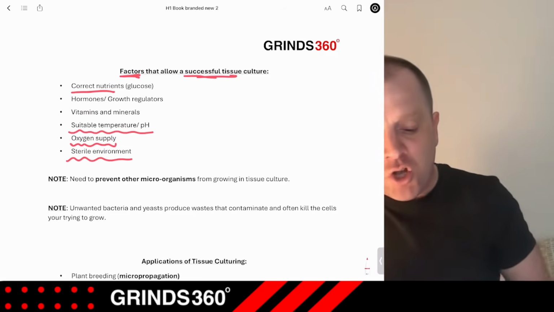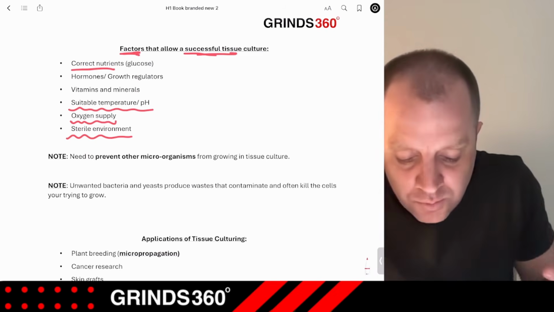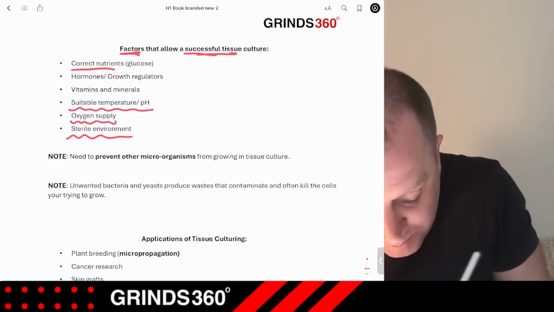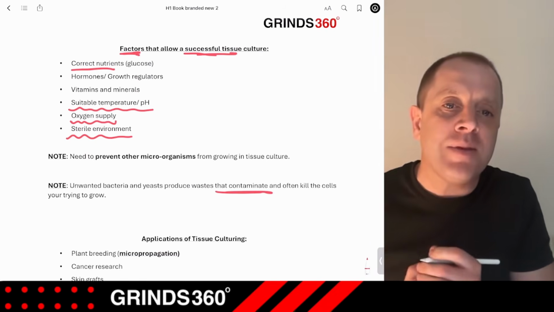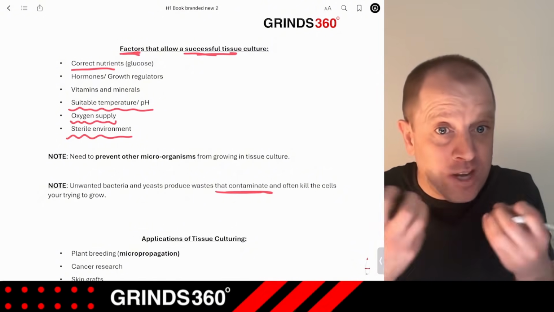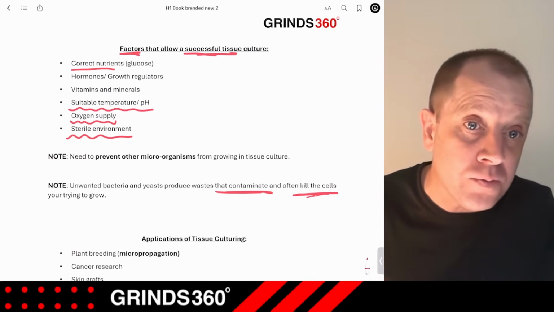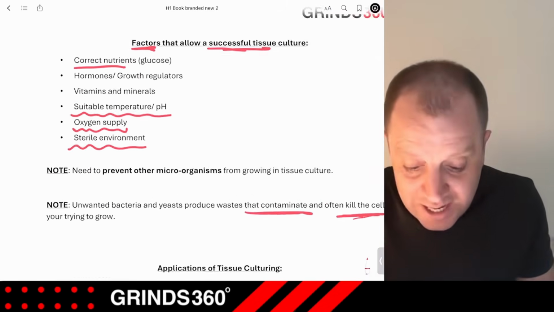Now, if you then look at this here, why do we want to make sure it's sterile? We want to make sure we don't have any contamination, because if bacteria grow in that environment that we're trying to grow the skin cells, then those bacteria might kill the cells that we're trying to grow. Okay? So really important that.